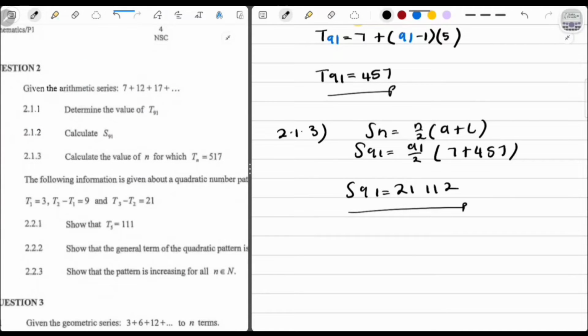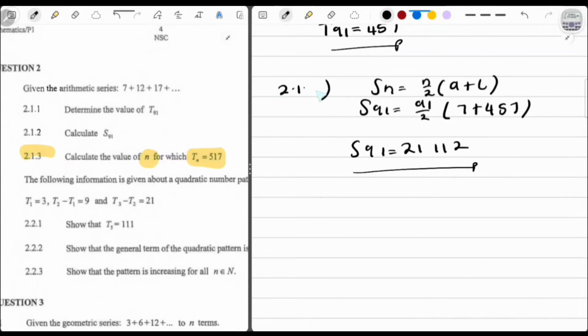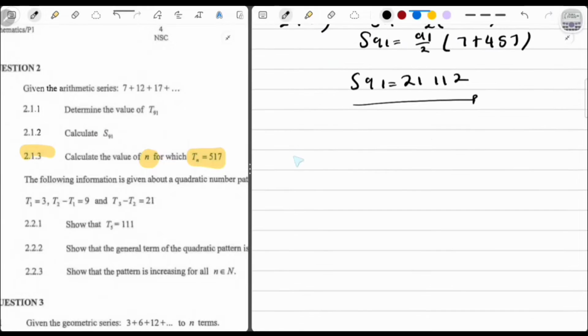The next question says we need to calculate the value of n for which Tn would be equal to 517. So it's really just saying there's this term that has a value of 517 and you need to find the term. They put it in a very simple way. Sorry, I noticed I said 2.1.3. This is 2.1.2. So for 2.1.3, what we're just going to do is find n if Tn is equal to 517. So Tn, we know our formula now.